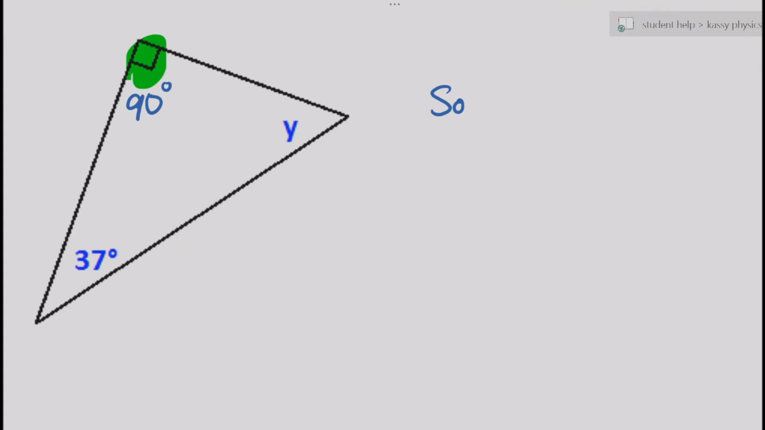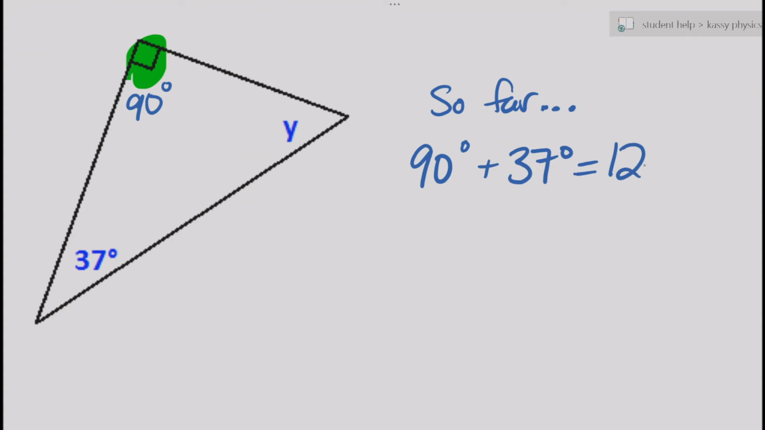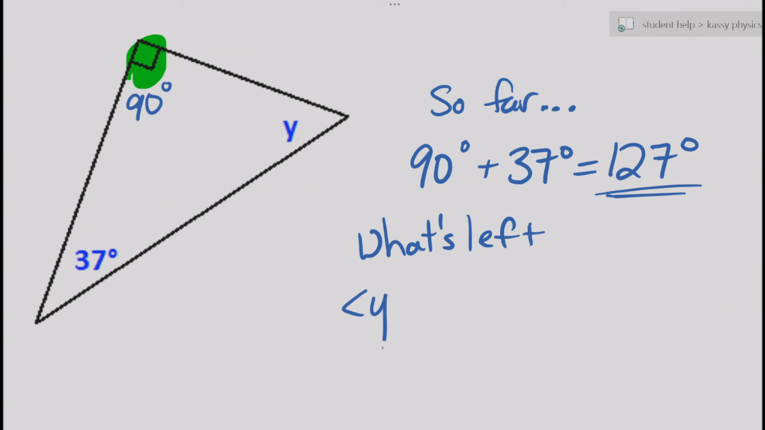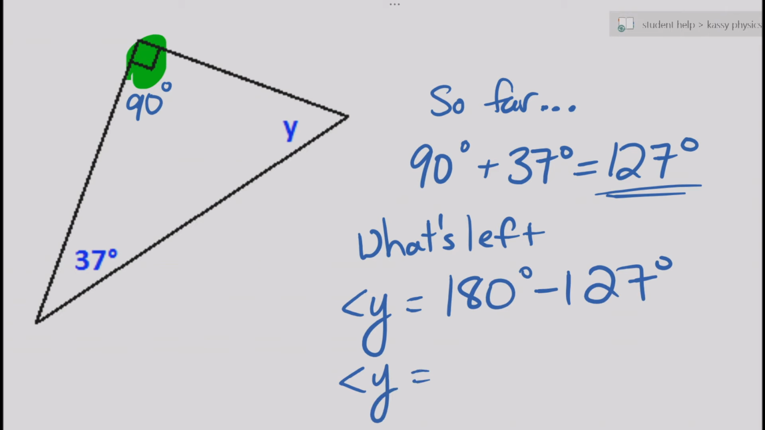So far, what have we used? Well, so far we have used the 90-degree angle and 37 degrees, and that is 127 degrees used so far. So what's left for angle Y? Well, Y has got to be 180 degrees total minus the 127 degrees we've used. Angle Y must be 53 degrees.